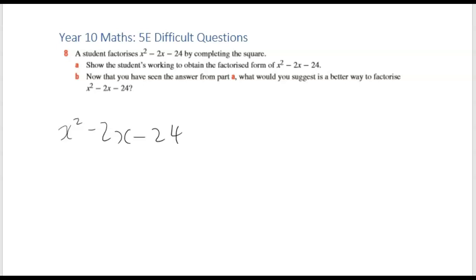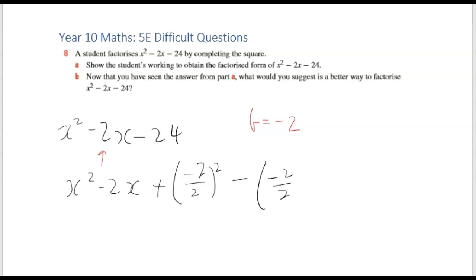So I'm going to write x squared minus 2x minus 24. So remember, when we're completing the square, we identify our value of b, which in this case is -2. So b is always the coefficient of x. And then we rewrite our expression. Okay, so the first 2 terms stay, and then we add on (-b over 2) squared. So instead of b, I'm going to write -2, and then -2 on 2 squared. So I haven't really changed anything.